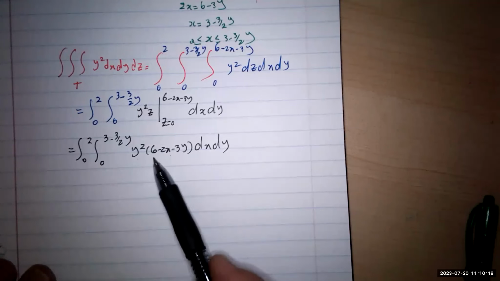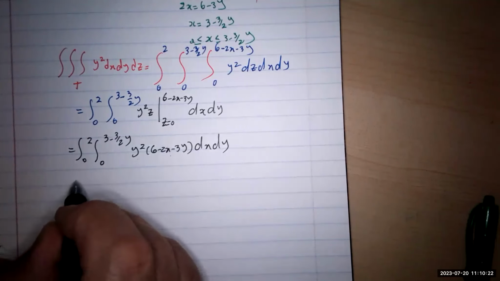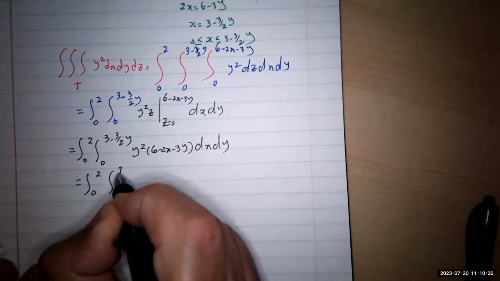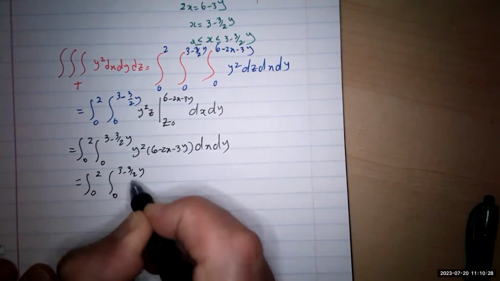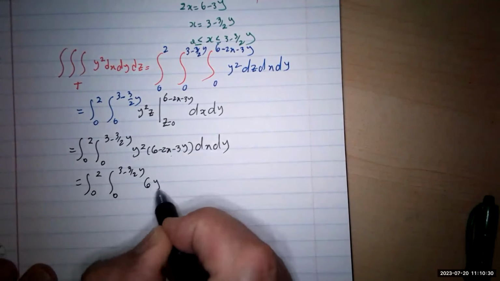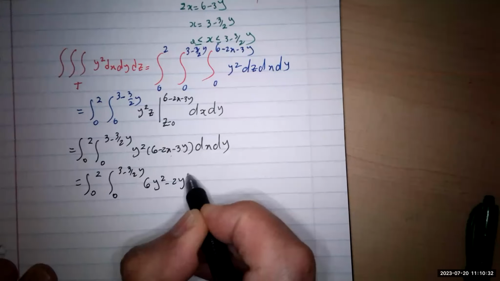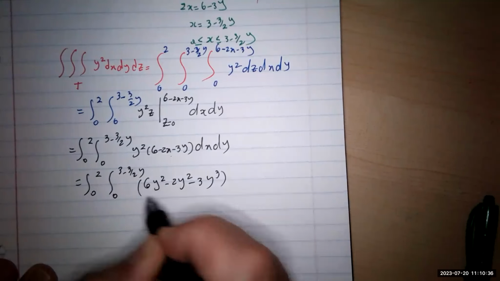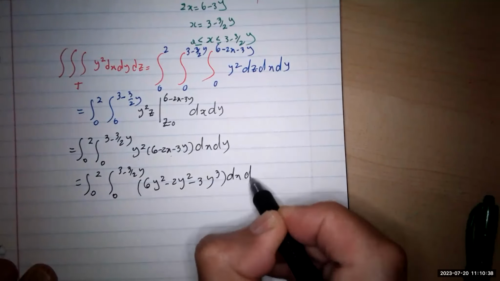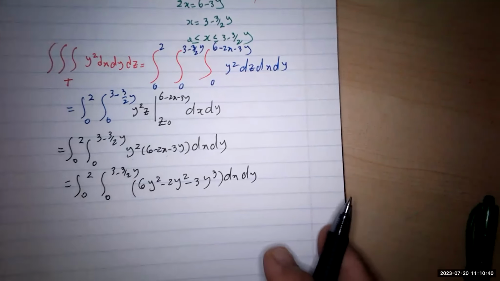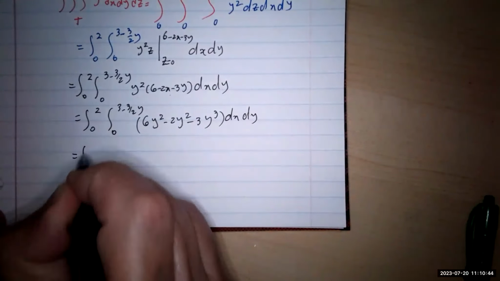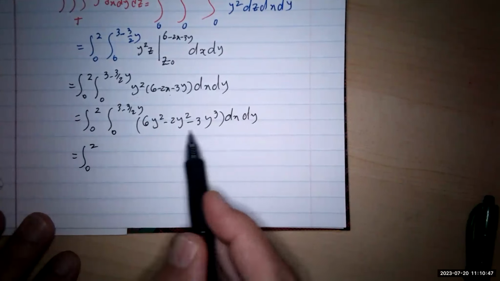So this is going to be a situation that we're going to have. If you want, you can multiply it first. So you have only one term containing the x. So that gives 6y squared minus 2y squared minus 3y cubed. That can easily be integrated with respect to x, and the next part is going to be also easier. Okay, integrate with respect to x.